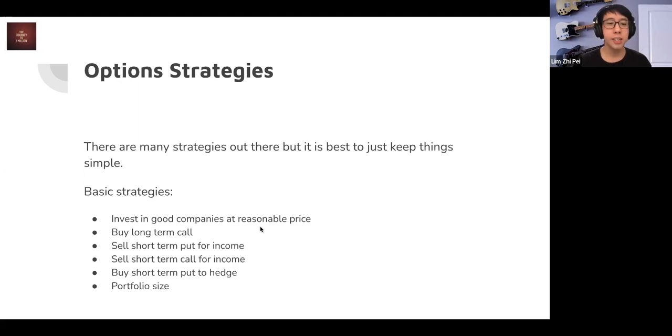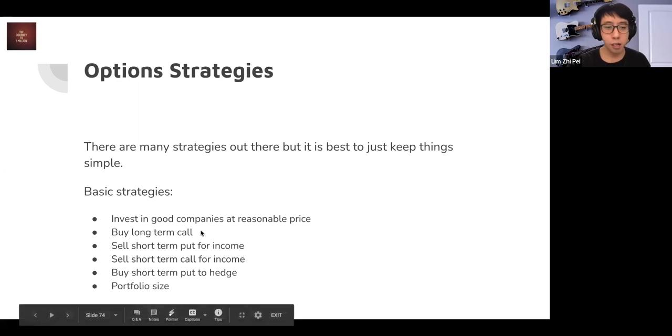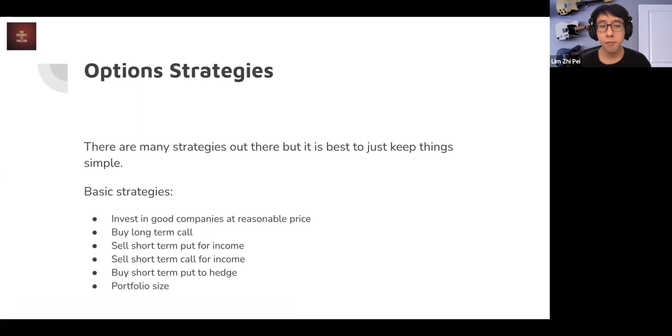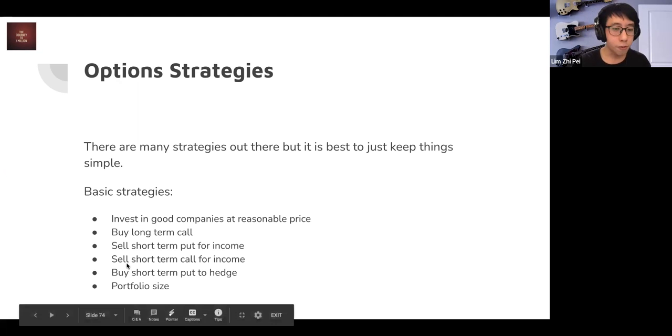The first thing, you must invest in good companies at a reasonable price. Then I will go through how to buy long-term calls. Next, sell short-term puts for income. The fourth one is sell short-term calls for income. The last one, buy short-term puts to hedge. And lastly, always remember portfolio size.